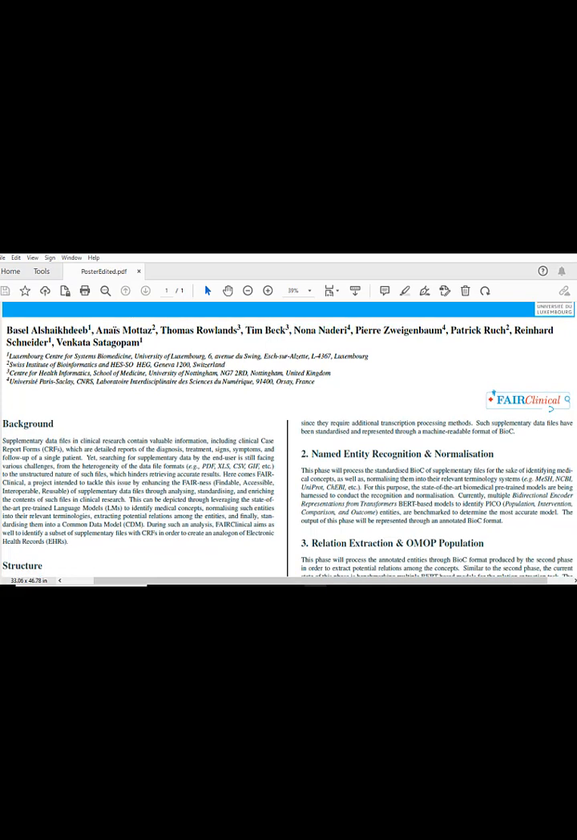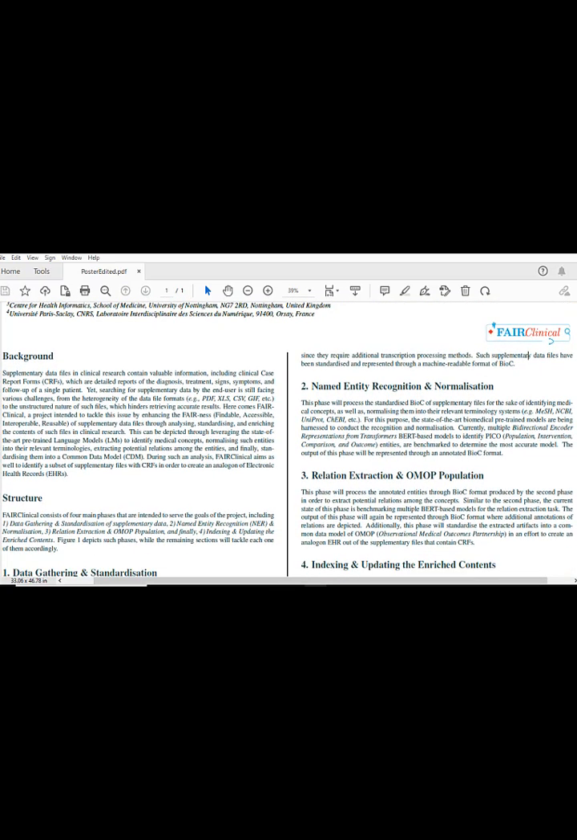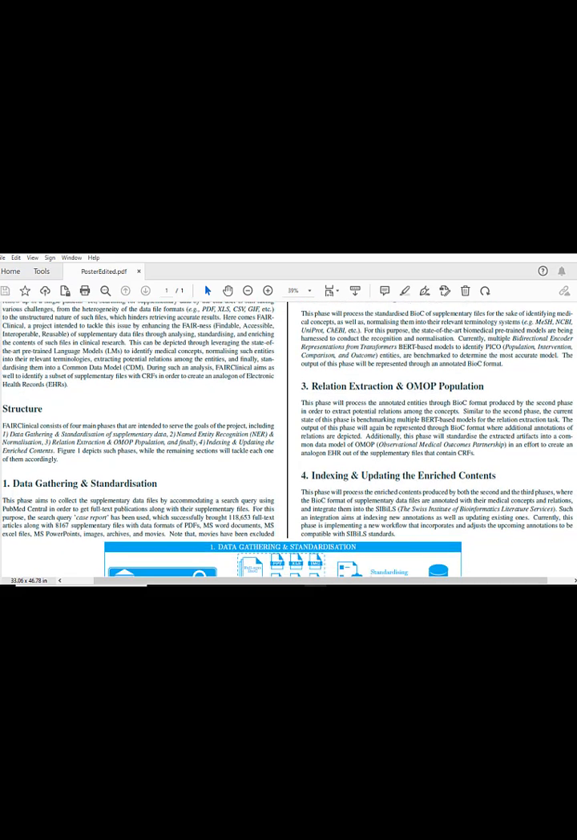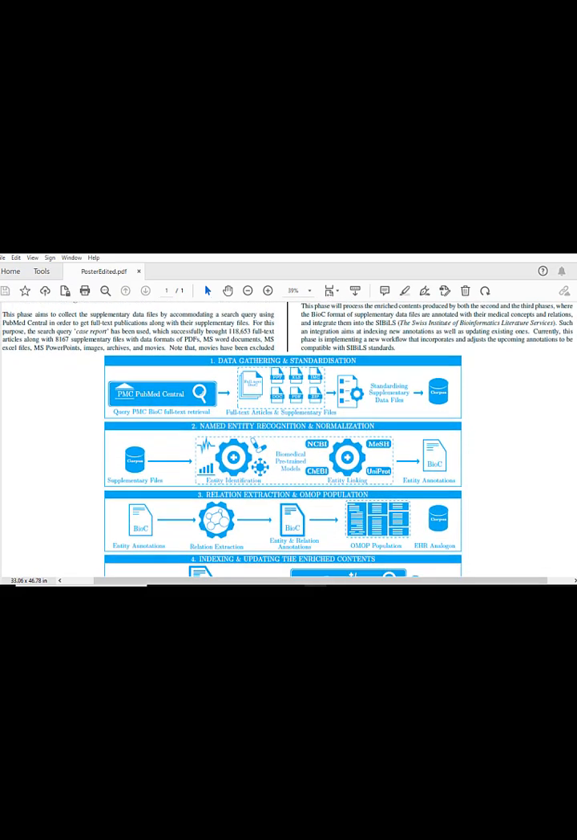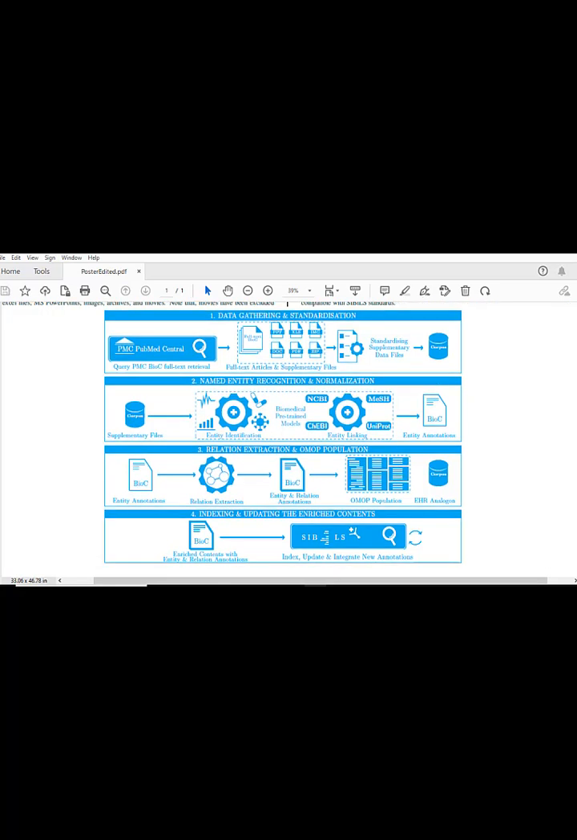Let's take a look at the structure of the project. As shown in Figure 1, the project is composed of four main phases. The first phase is the data gathering and standardization. The second phase is the named entity recognition and normalization. The third phase is the relation extraction and OMOP population. And finally, the fourth phase is the indexing and updating of the enriched contents.